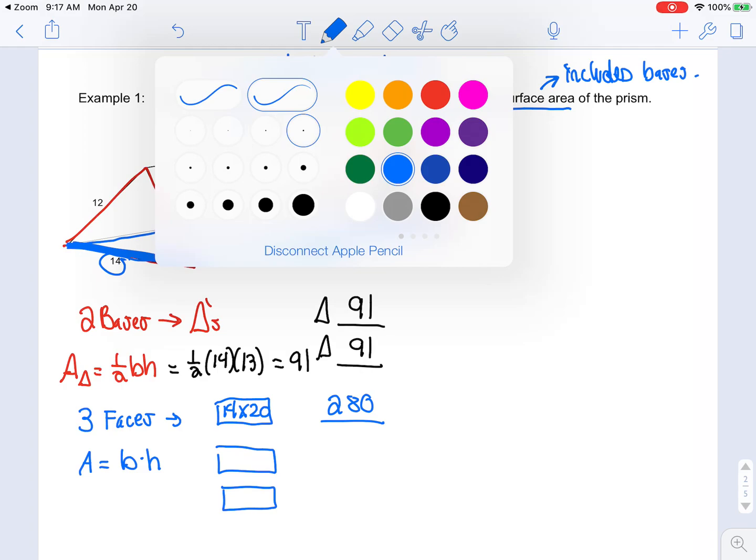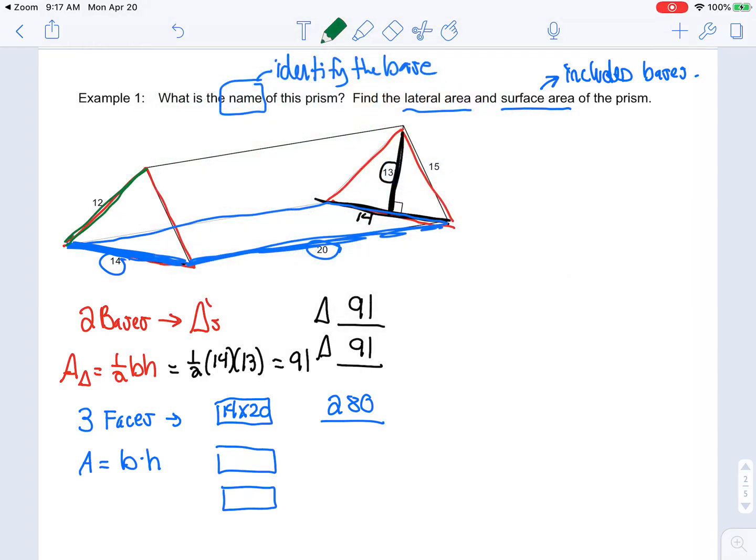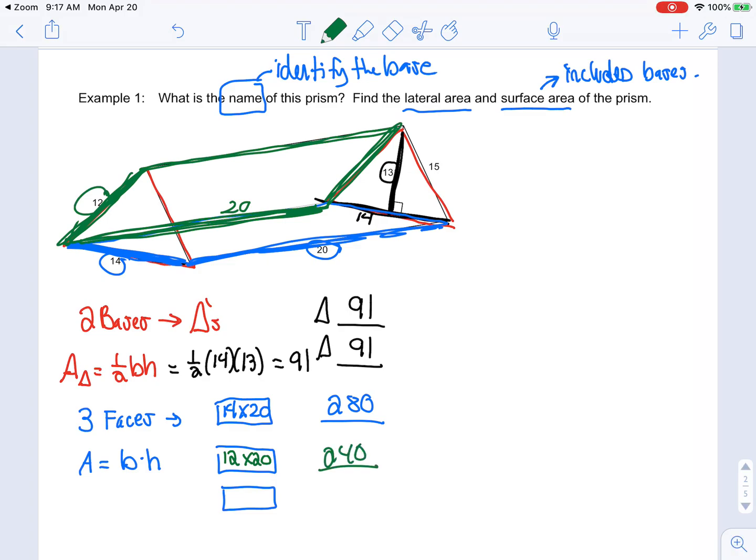Our next rectangle, I'm going to look at the one in the background. So now we've got this one and this one. And again, look closely, you'll notice that this is now 12, and this longer distance is still 20. So this rectangle is now 12 times 20, and 12 times 20 is 240.